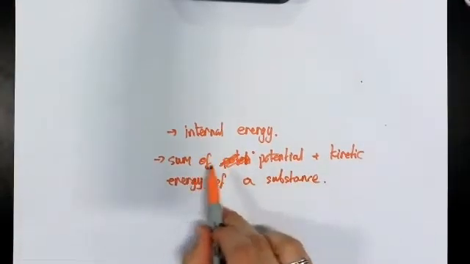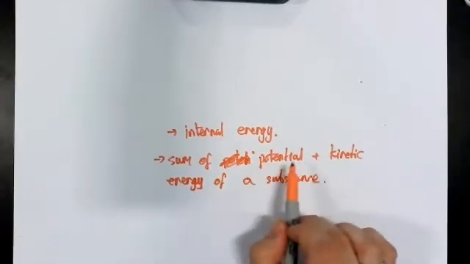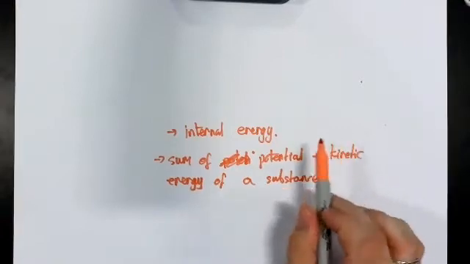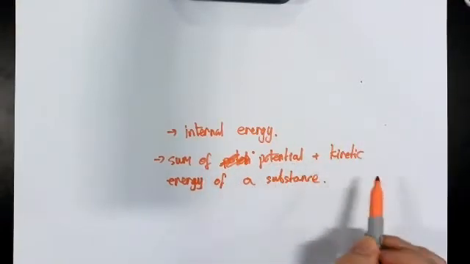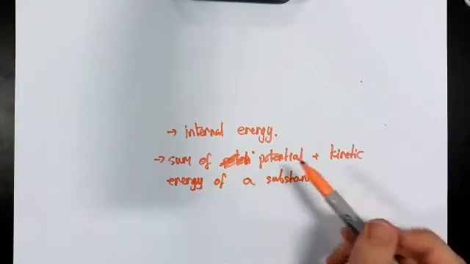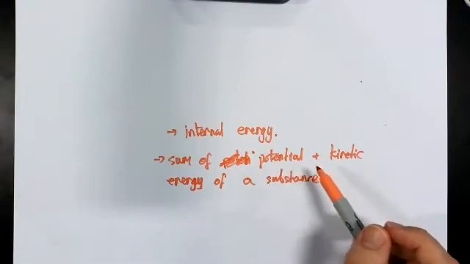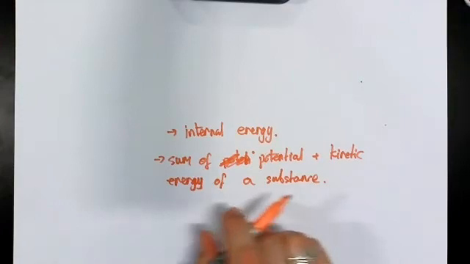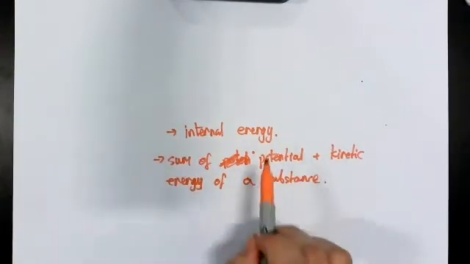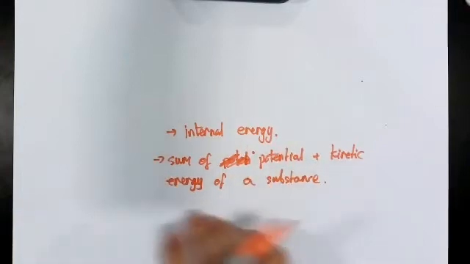So it's the sum of potential and kinetic energy of a substance, okay? So it's made up of a set of potential and kinetic energies. And actually we can discuss the difference between potential and kinetic in terms of what they actually are. Potential energy is the potential to do something, and kinetic energy is the movement energy, how much movement it's got in it. So that gives you an idea about what the internal energy is in this case.